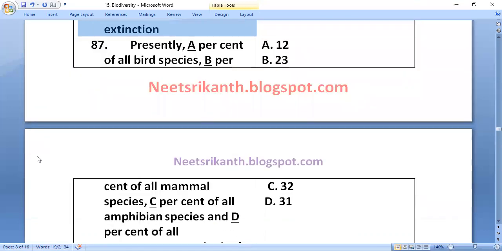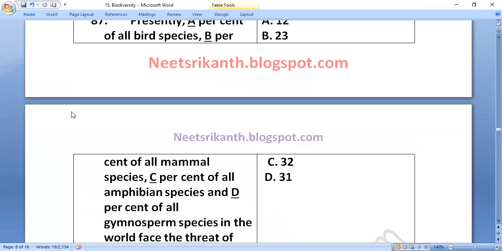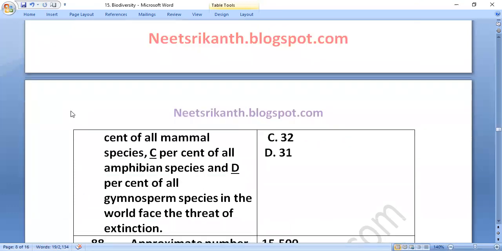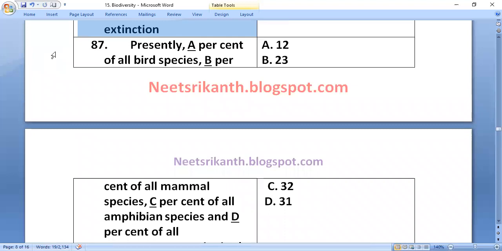Presently, 12% of bird species, 23% of mammal species, 32% of amphibian species, and 31% of all gymnosperm species in the world face the threat of extinction.